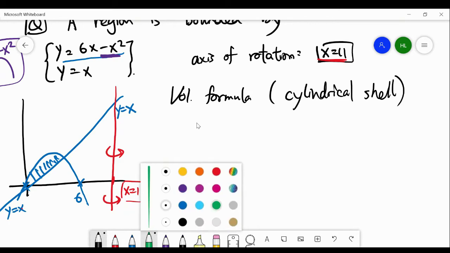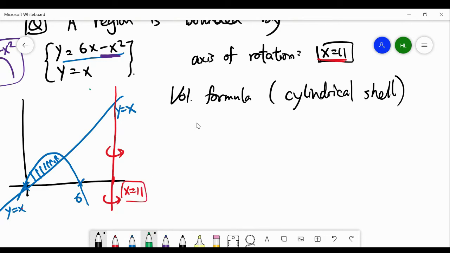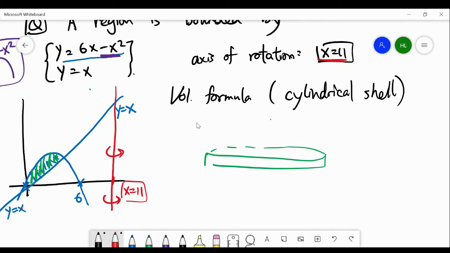We always have to understand the meaning of a shell. We get a shell out of this picture by taking a certain line which is parallel to the axis of rotation, a vertical line in this case, inside the blue region. You rotate this green line along the red axis, and every time after rotation you should be getting just one shell like this around the axis of rotation, which is x equals 11 in this case. You see, for each green line you're getting one shell.